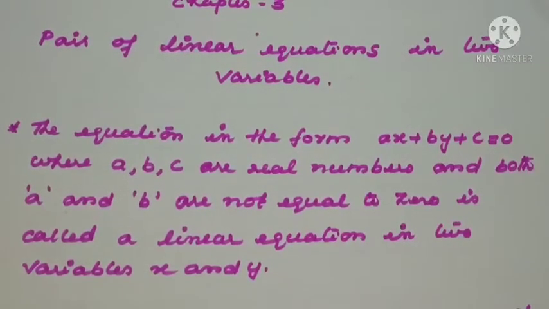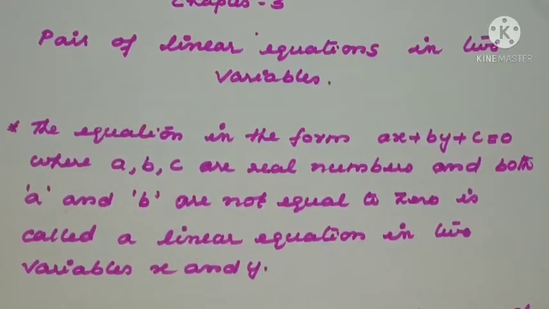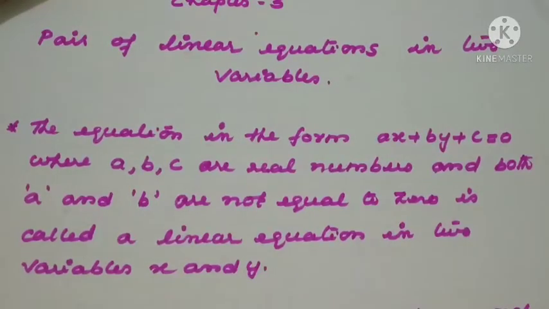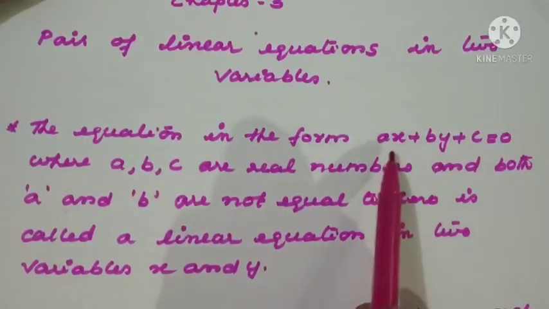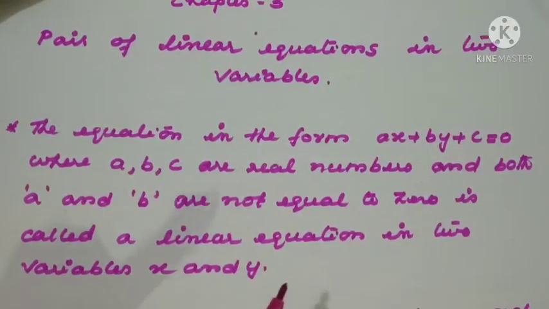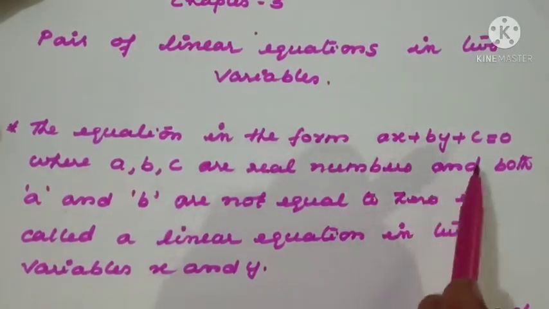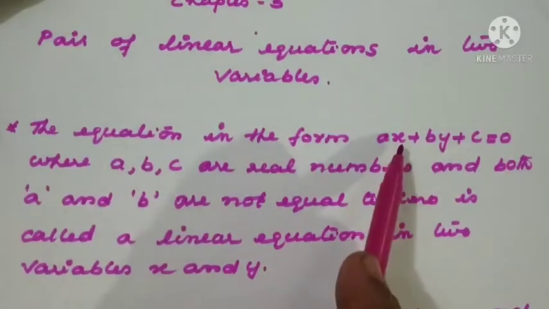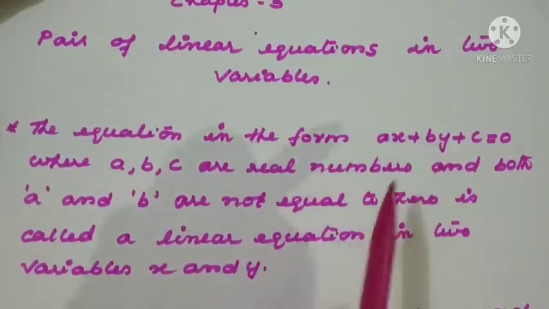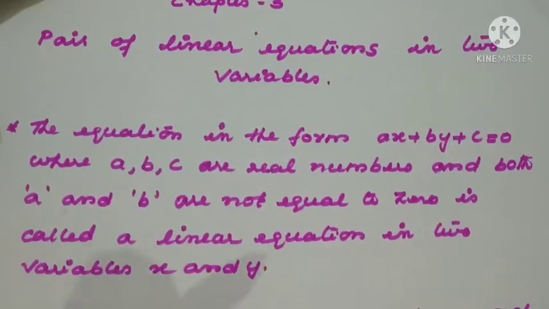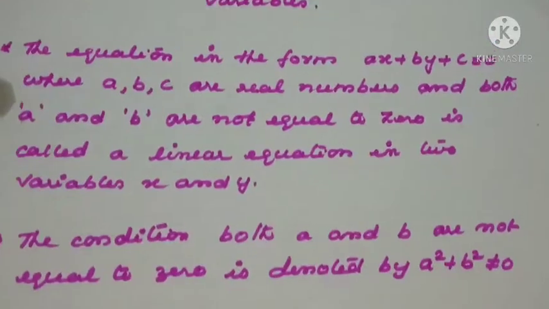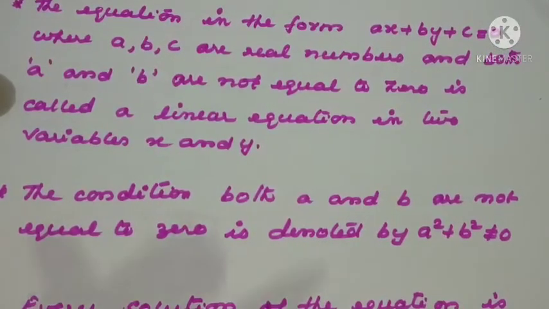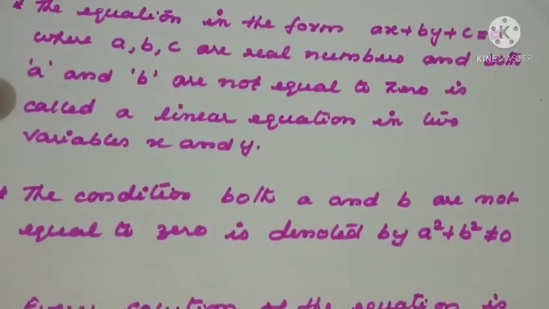The equation in the form ax plus by plus c equal to 0, where a, b, c are real numbers and both a and b are not equal to 0, is called a linear equation in two variables x and y. The power of x is 1 and y also has power 1. The coefficient of x and the coefficient of y are not equal to 0. This condition, both a and b not equal to 0, is denoted by a square plus b square not equal to 0.